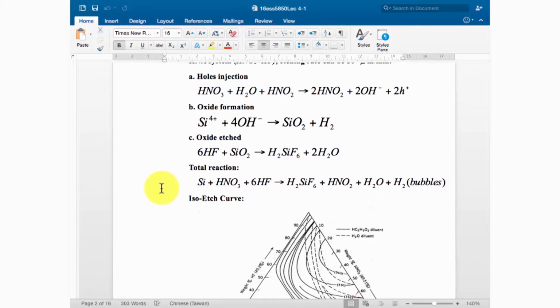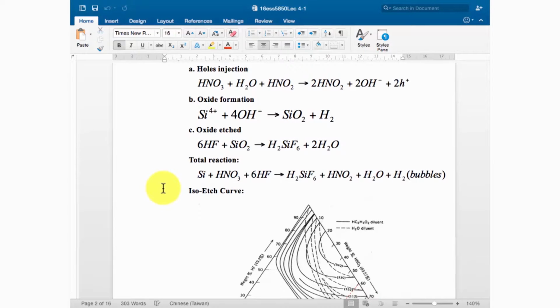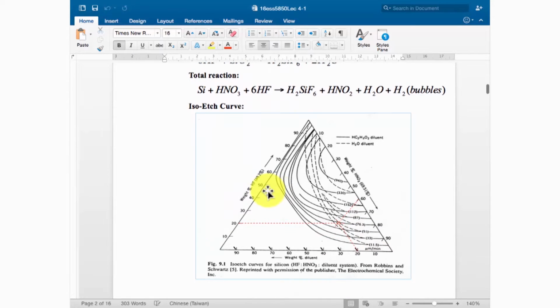So in this system, we have 3 different things combined with each other, including nitric acid, hydrofluoric acid, and also water. Water is not showing here, but we generate water here. Originally, you can put this agent inside the water. So we can look into the iso-etch curve for the combination of these 3 chemicals.